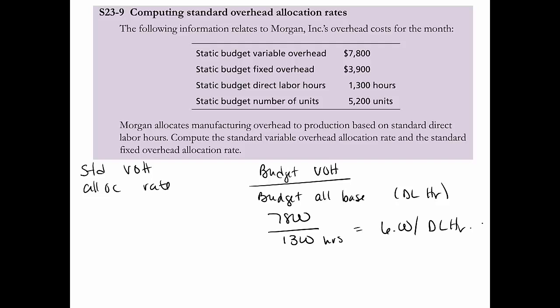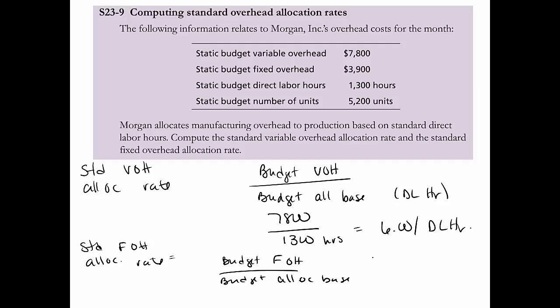I will do the same thing with the fixed overhead. So the standard fixed overhead allocation rate is the budgeted fixed overhead divided by the budgeted allocation base.